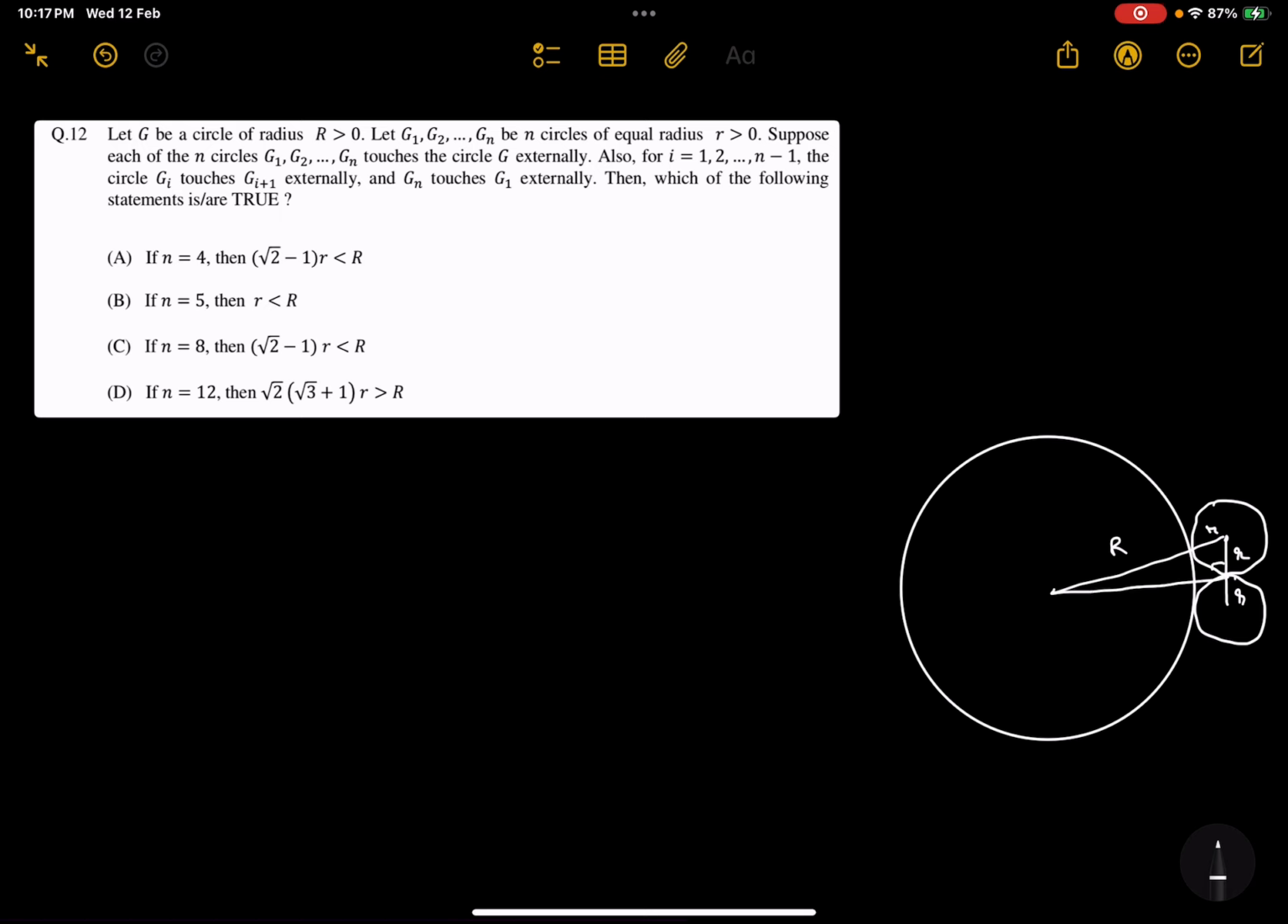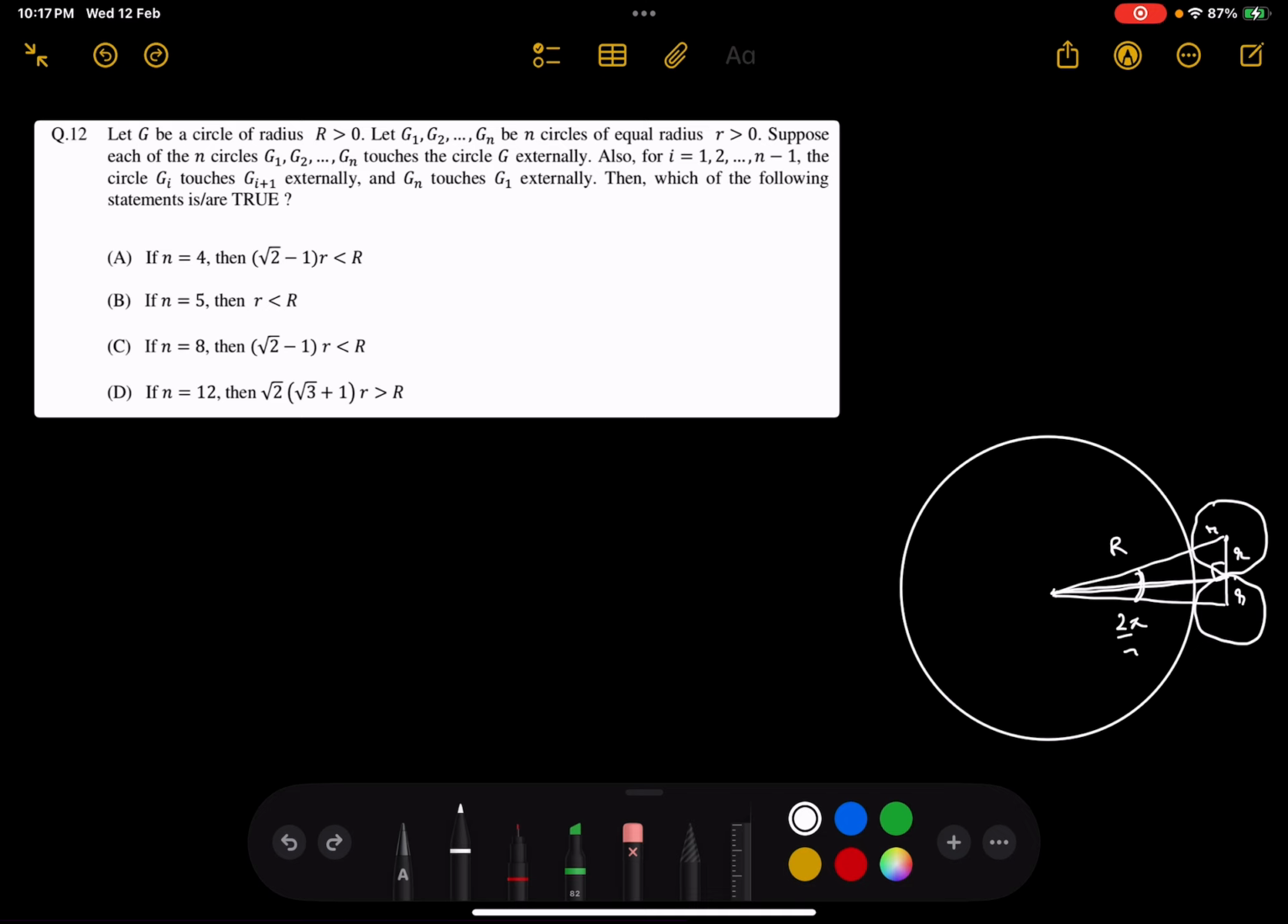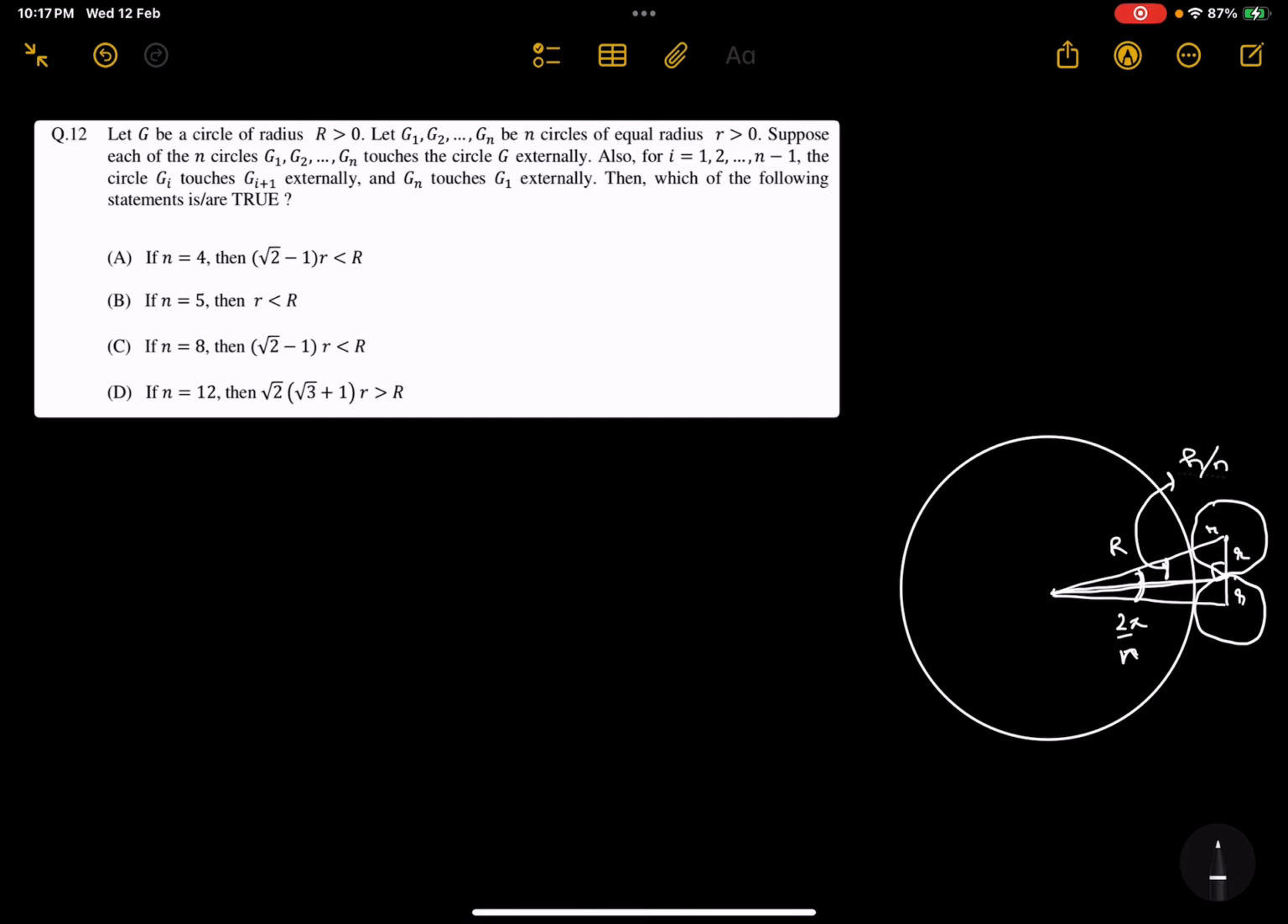So clearly this angle would be 90 degrees, and so this entire angle would be 2 pi by n, which will make this smaller angle pi by n. That gives us sine pi by n equals r upon R plus r. By this triangle we have that.